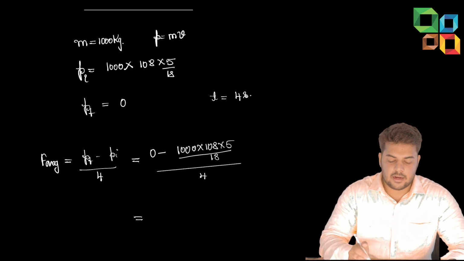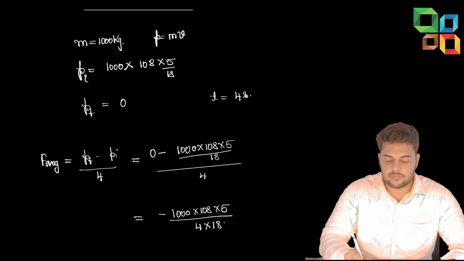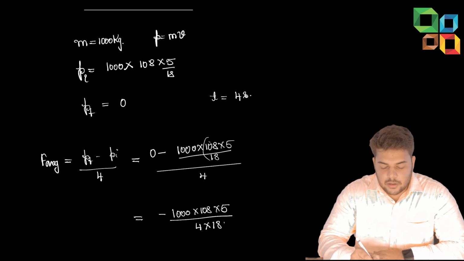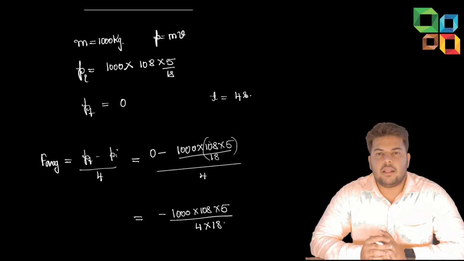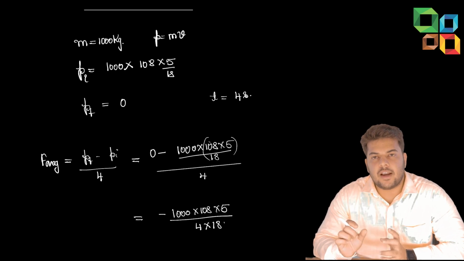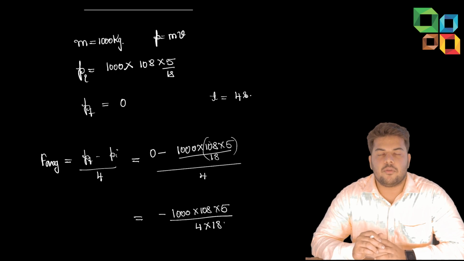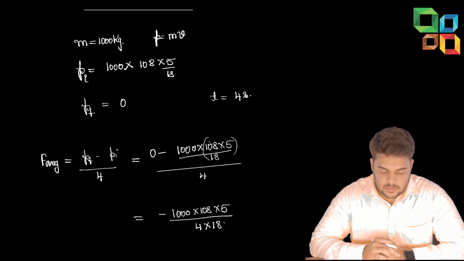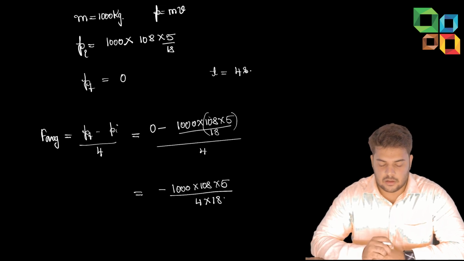Now I get that the average force is equal to minus 1000 into 108 into 5 divided by 4 into 18. Now the reason why I did not simplify this in the beginning is that I thought maybe later there would be some nice numbers that would cancel each other out, and I wouldn't have to bother doing it. But it turns out that I'm forced to do this division now. So let's go ahead and do it.